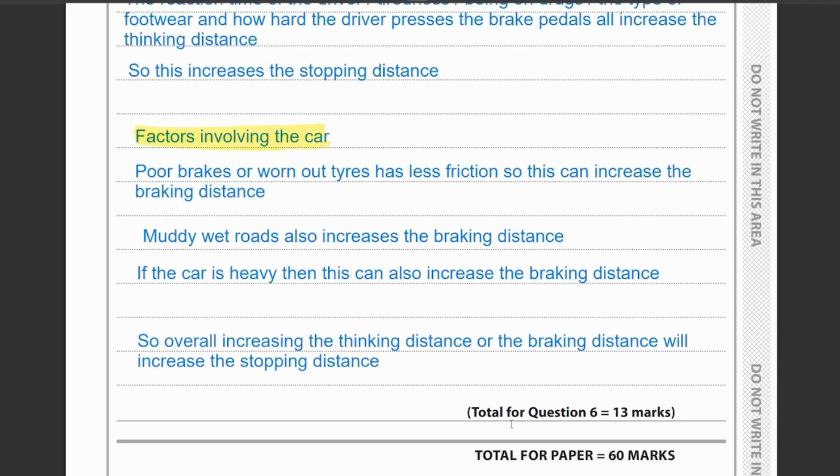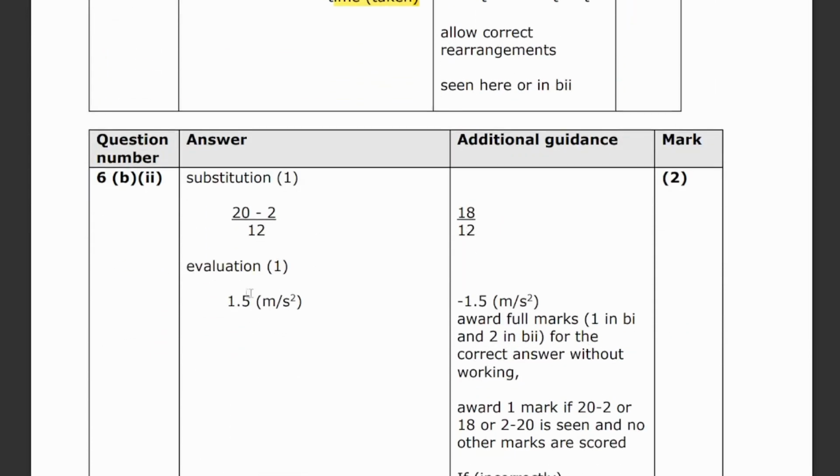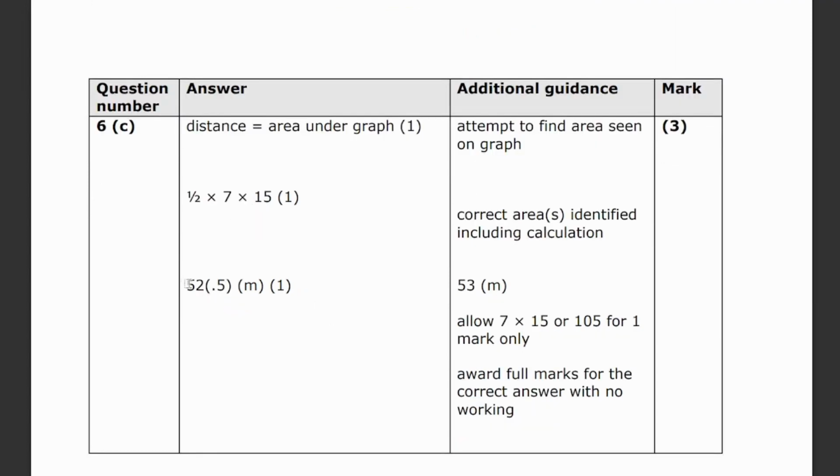That brings us to the end of the paper. Let me quickly go through the marking scheme. Question 6. A was force, which was the vector, and the equation's acceleration equals change in velocity divided by the time. And 6b2, the answer was 1.5 meters per second squared, and the distance traveled according to the graph is 52.5 meters by finding the area under the graph.